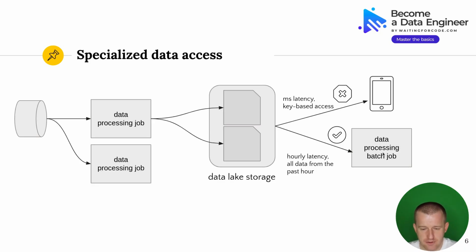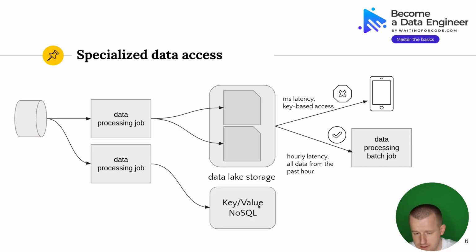And the idea here is to have another data processing job that will synchronize our streaming data to the batch layer and write it to the key-value NoSQL store that is much more adapted to this millisecond latency and key-based access for our mobile app.